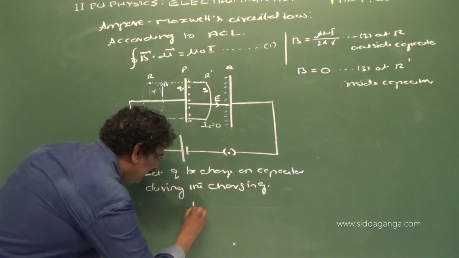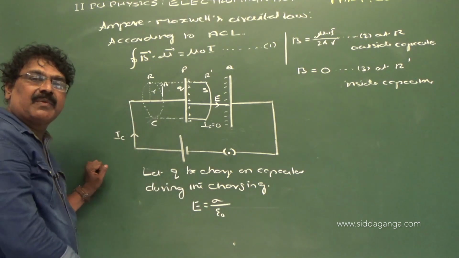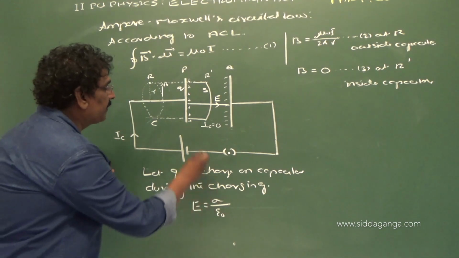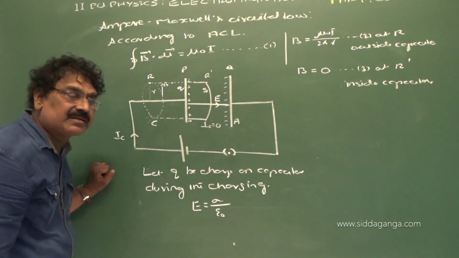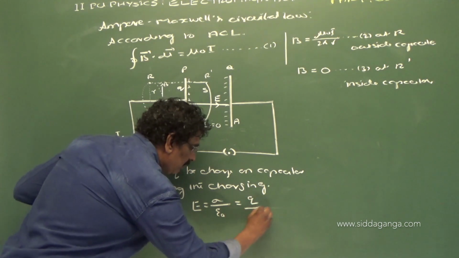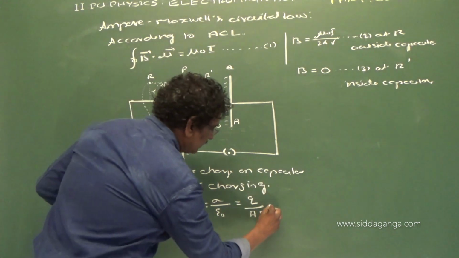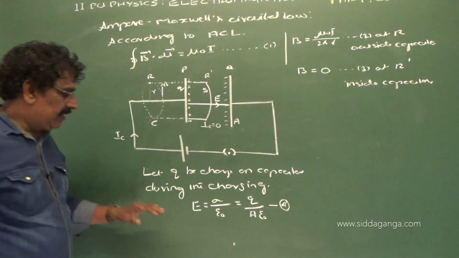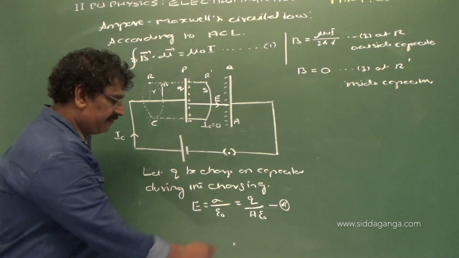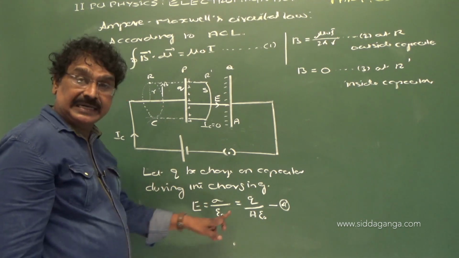Now that electric field E is equal to sigma by epsilon naught, where sigma is the surface density of charge and epsilon naught is the permittivity. Suppose A is the area of cross section of the plates, then this is equal to Q by A epsilon naught. Let us take it as equation number 4. Equation number 4 gives that this electric field is changing with respect to time.